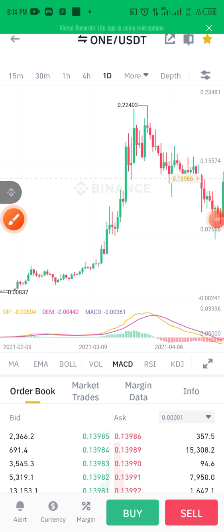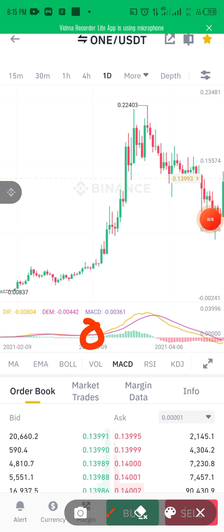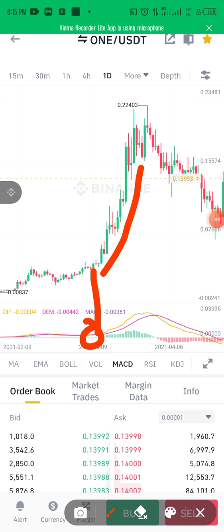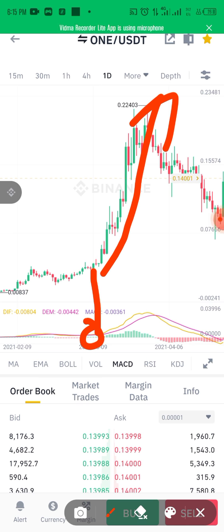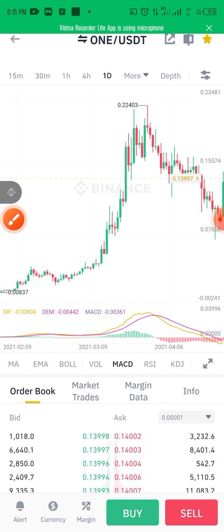So it's telling you now the price is going to go up. If you bought around this point where this golden cross happened, you see the price actually went up and did almost x2 or x3, something like that. Okay, so that's how the moving average convergence divergence works.